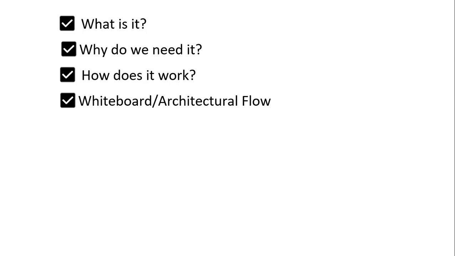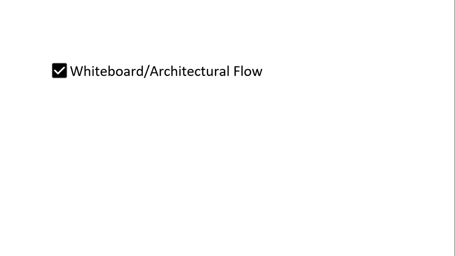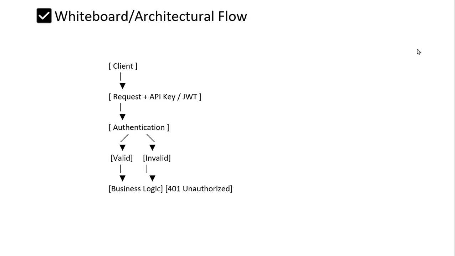Let us try to understand the architectural flow. As we can see, the client first makes the request, and in that request the API key will be present. If that is valid, then it will further go for business logic, and if it is invalid, it will return unauthorized 401. So that's how API authentication works.